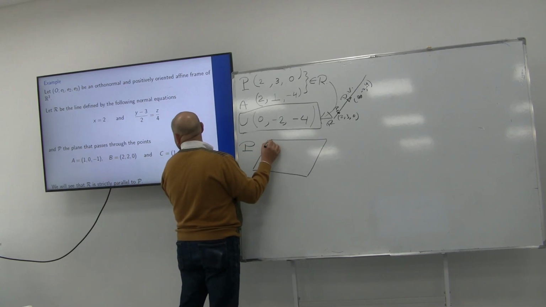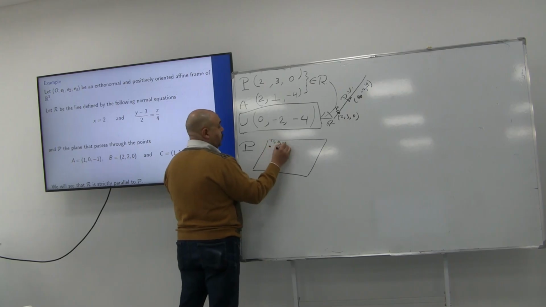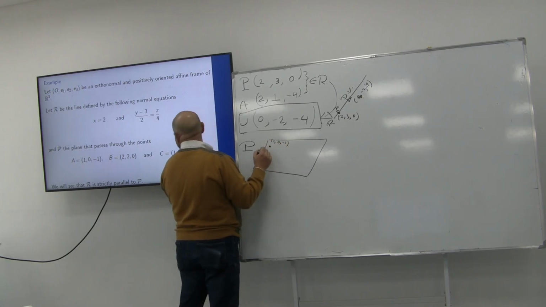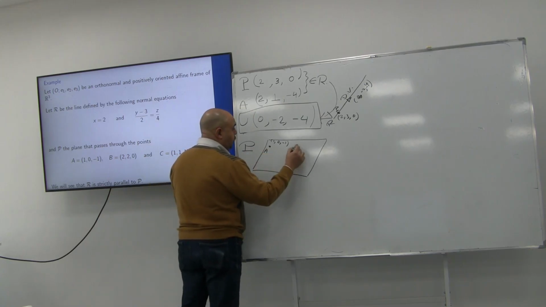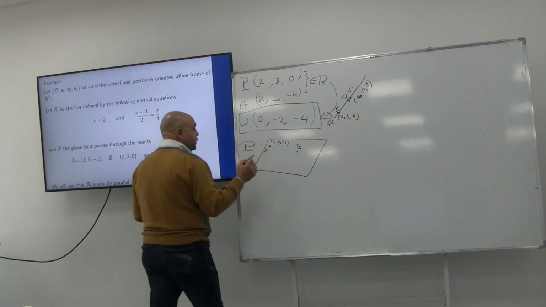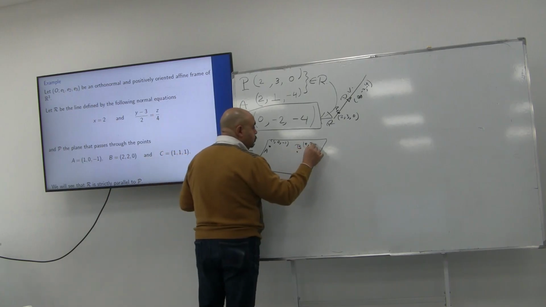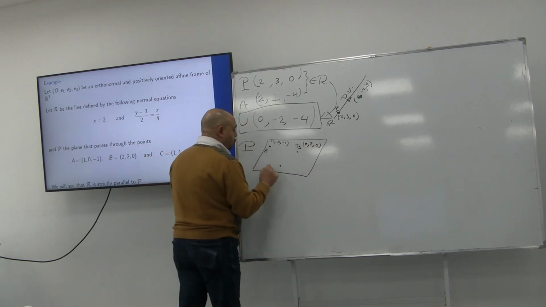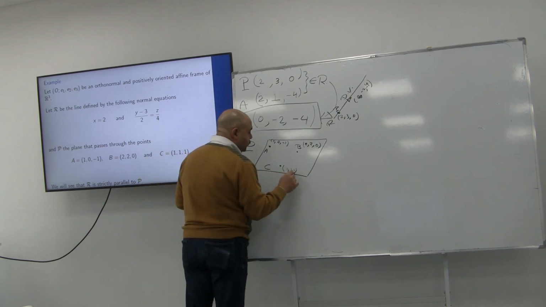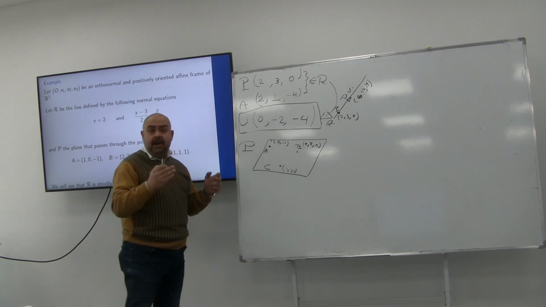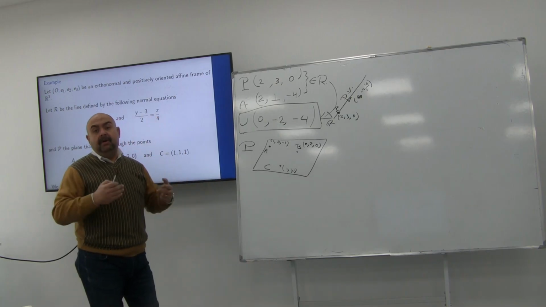So it's (1, 0, -1), and this is for A. And also we have B, which is (2, 2, 0). And also we have C, which is (1, 1, 1). Now I can also find the equation of this plane.